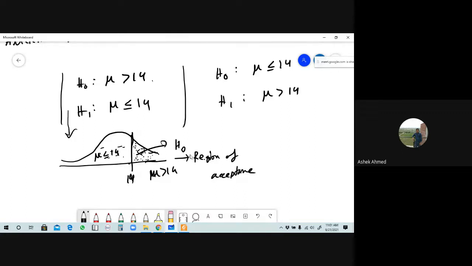But in this other region, the null hypothesis will not be accepted, no. The region where the alternate hypothesis is true is the region where the null hypothesis will be rejected. That is why that region will be called the region of rejection.